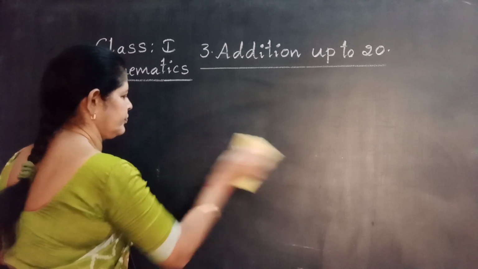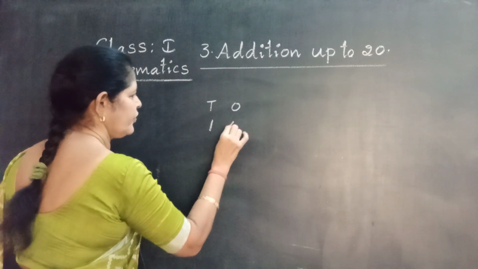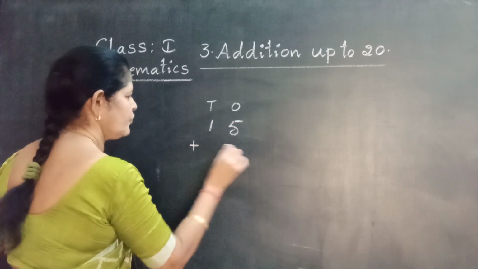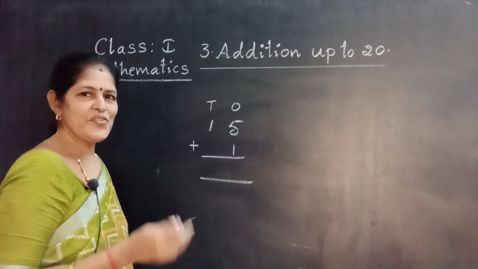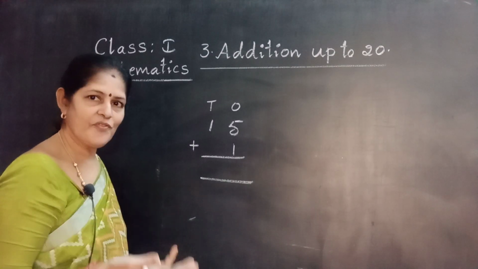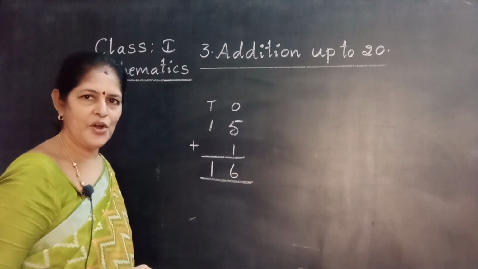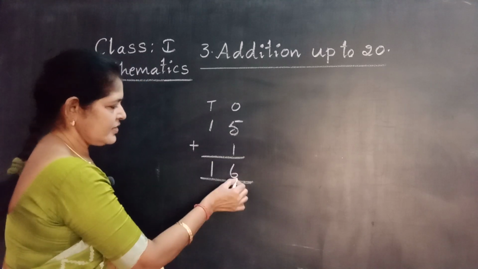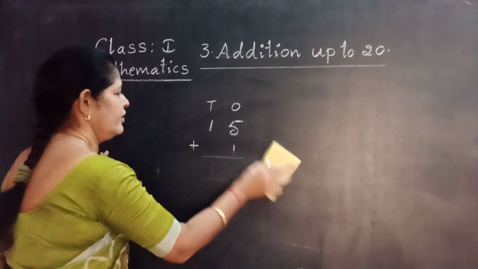Another one. Tens place, ones place. 15 plus 1. Very easy. Tell me the answer. 15 plus 1. After 15 is 16. Yes or no? Otherwise 5 plus 1, 6 and bring down 1. Very good. Another one.